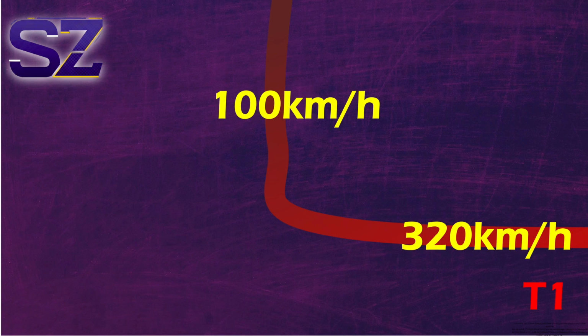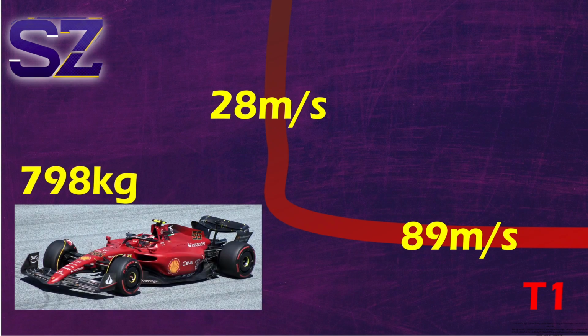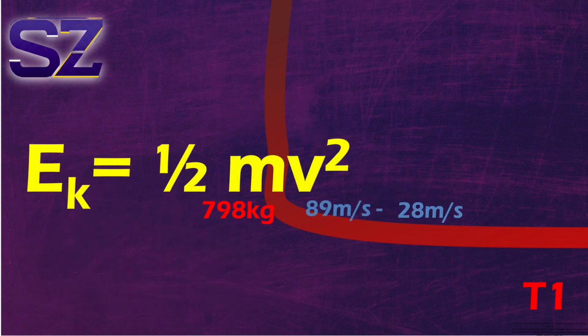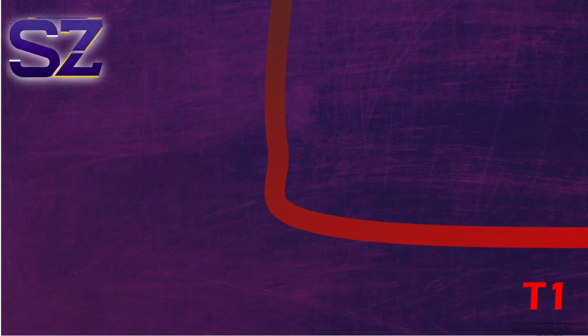For a car braking from about 320 kilometers per hour to 100, which in meters per second is 89 to 28, for a 798 kilogram F1 car, using the KE equation from earlier, this gives us 2.6 times 10 to the 6 joules per braking event. That's over 2.5 times the energy in a stick of dynamite dumped into the brakes in just 2 seconds.